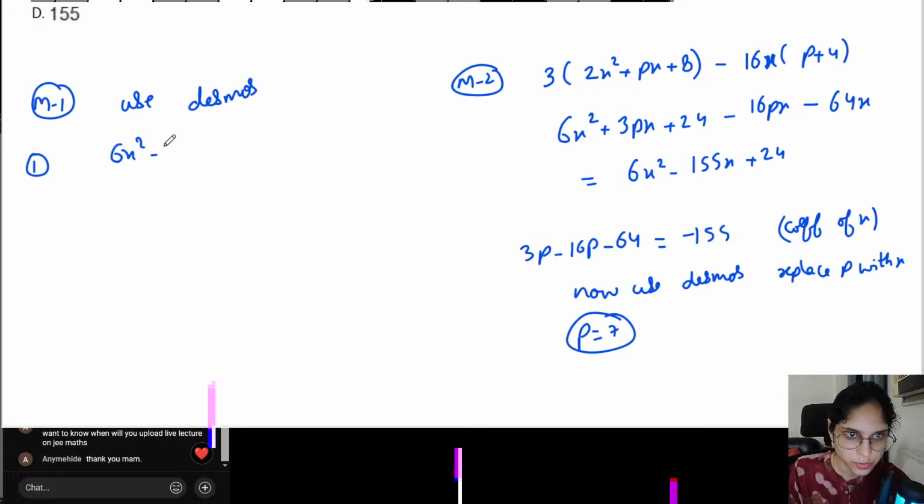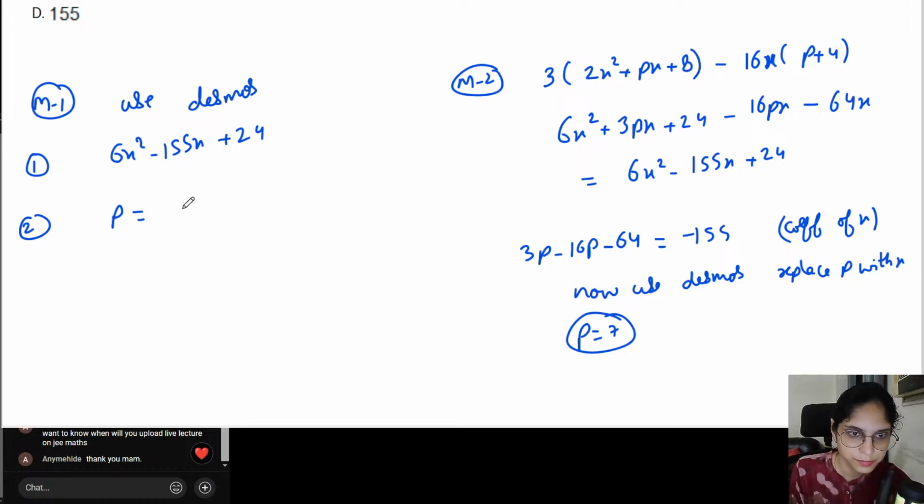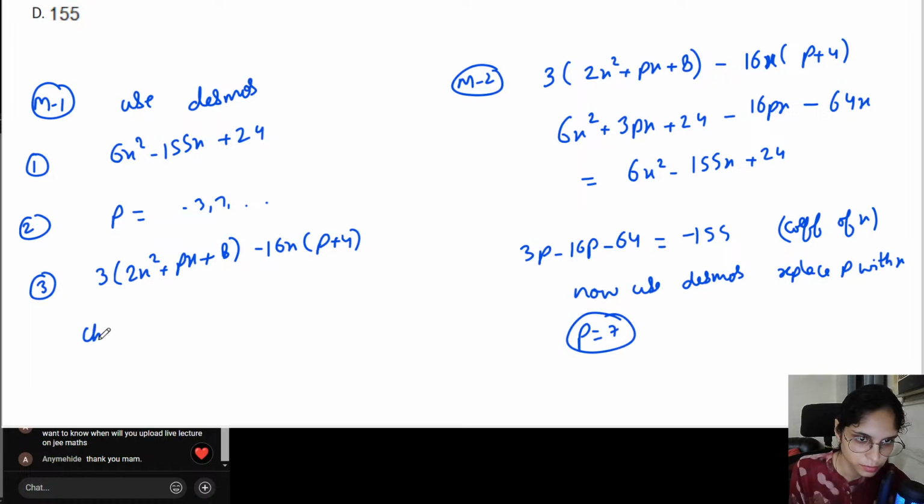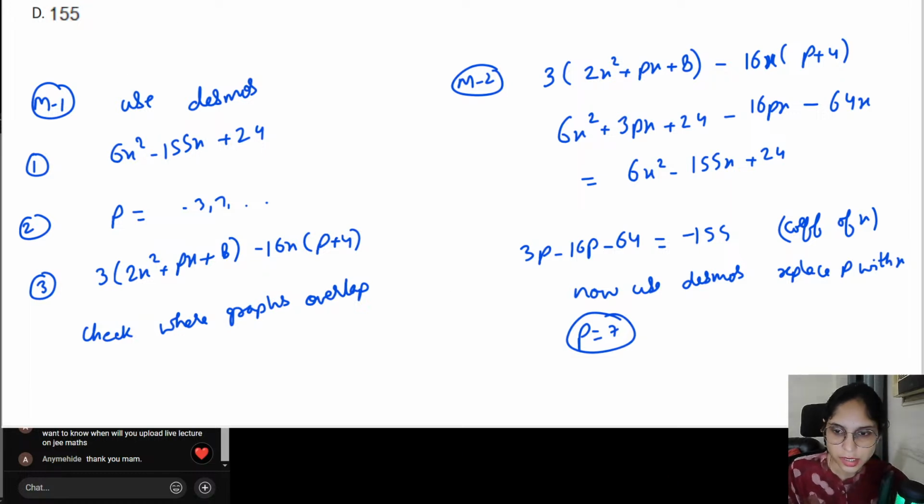In line 1, you write 6x squared minus 155x plus 24. In line 2, you write P is equal to, like all the options. And in the third one, you write 3, 2x squared plus px plus 8 minus 16x p plus 4. Check where graphs overlap. So these are the two methods. You can use whichever you like.